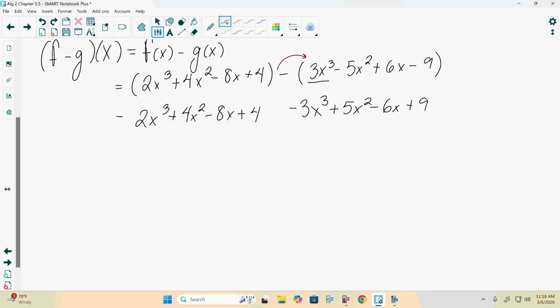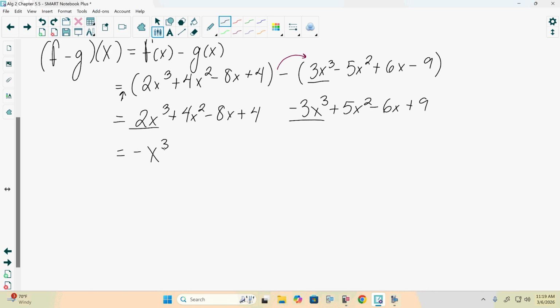Because in that g of x, that second one where we just distributed the negative through, there are no like terms within itself. But f of x, the signs don't change because I don't have a negative in front of that parenthesis. But our 2x cubed and negative 3x cubed are like terms because they both have that x cubed. So we're really looking at 2 minus 3. It's going to be just negative x cubed.